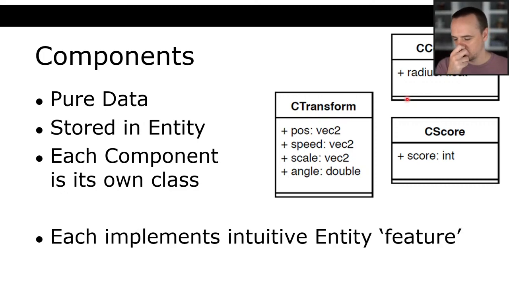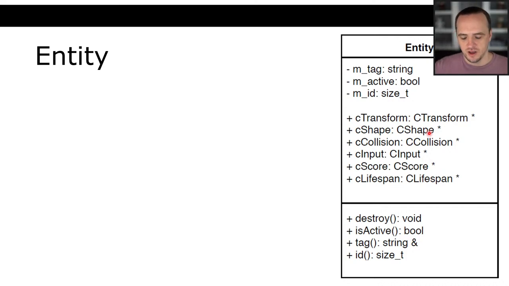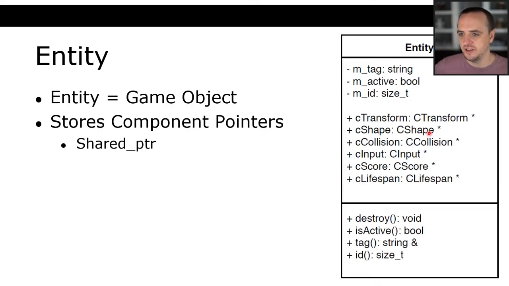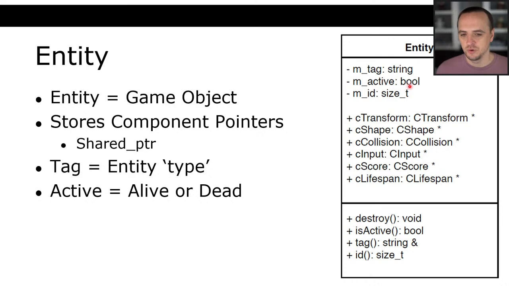And the idea here, if you recall back to our ECS lecture, each of these components is going to implement some intuitive entity feature. So for example, the transform is going to have the position and the velocity and stuff like that. The score is going to store the score. The entity, again, anything in the game is an entity. It's going to store shared pointers to our components. We are going to have an entity type. So for example, we could have the player, we could have a tile, we could have an enemy. Those are going to have types, and that's stored as the tag. This active boolean is whether or not the entity is currently alive or dead.